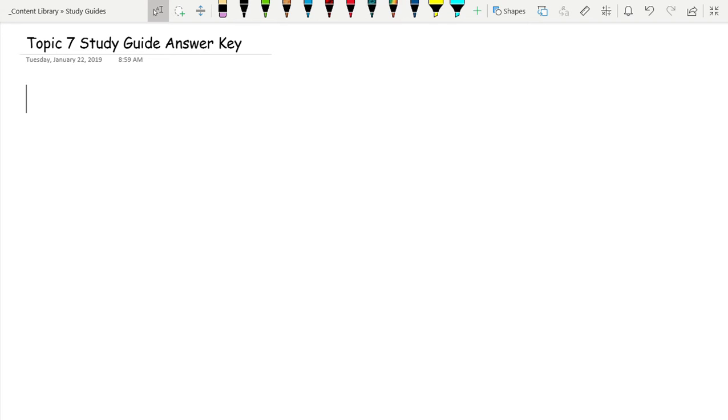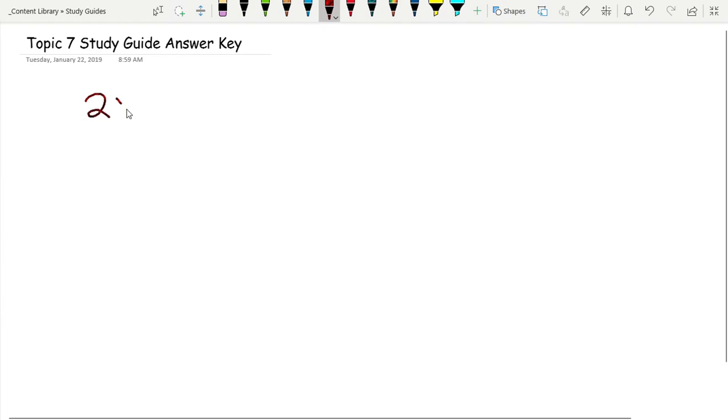All right, this is the Topic 7 Systems of Equations study guide. We'll work out each question one by one with the work being shown. So number one, it says consider line 1 and line 2. Line 1 is 2x minus y equals negative 3. And line 2 is negative 6x minus 2y equals negative 6.